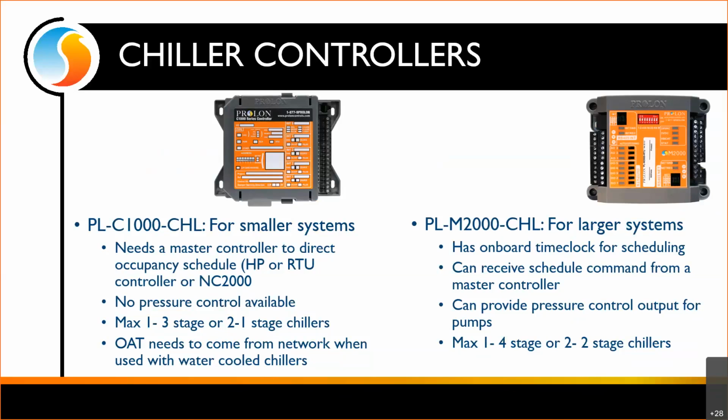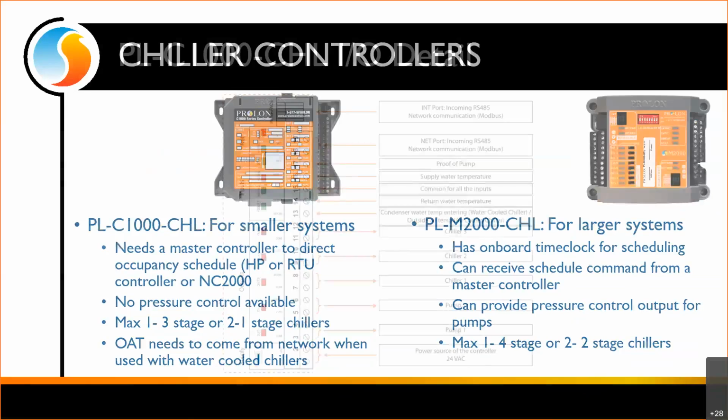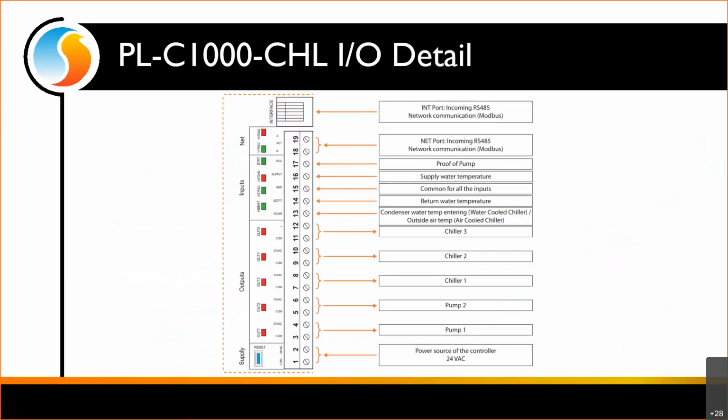So looking at the I/O detail, we do have a little bit here on the C1000. We've got our 2 pumps. We've got our 3 chiller stages there on outputs 3, 4, and 5. Remember that output 5 is typically an analog output. It's going to be a 0 to 10 volt, but it will still operate with the on-off logic.